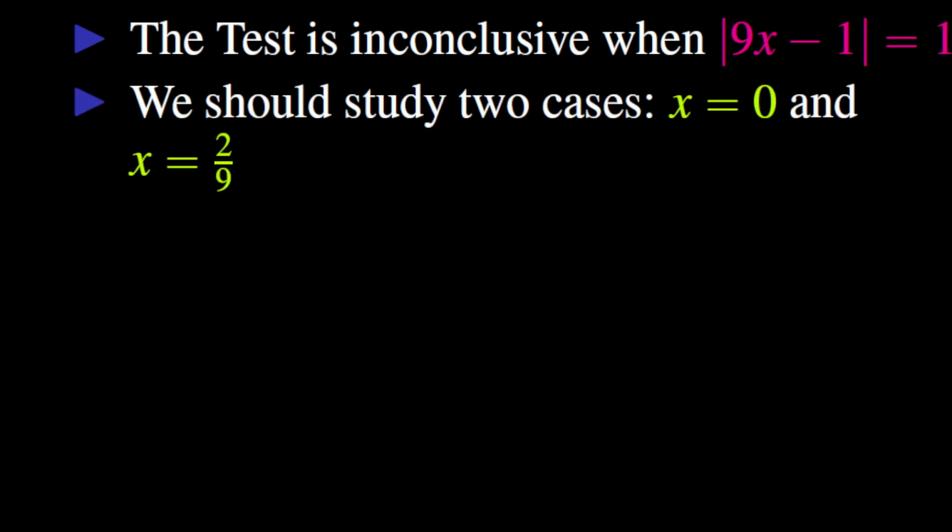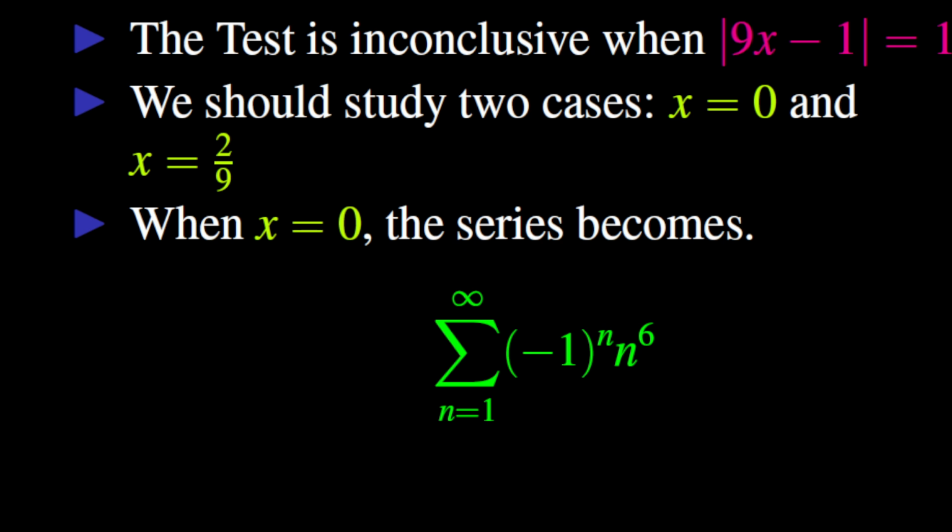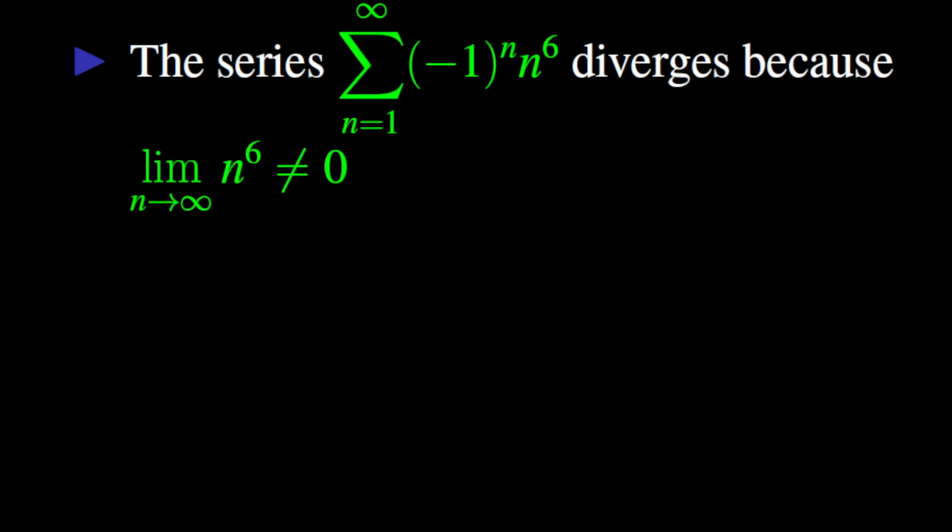We will now study two cases, when x is equal to 0, and when x is equal to 2 over 9. When x is equal to 0, the series becomes an alternating series with terms negative 1 to the power n times n to the power 6. We will now investigate if this new series converges or diverges. Using the divergence test, we conclude that the series diverges because the limit as n goes to infinity of n to the power 6 is not equal to 0.